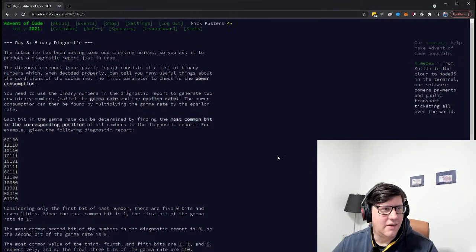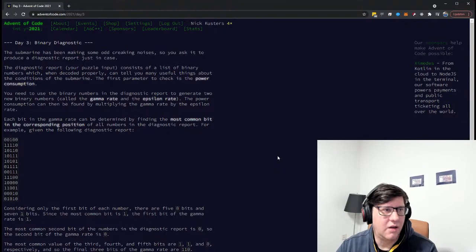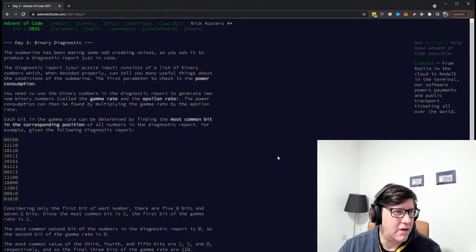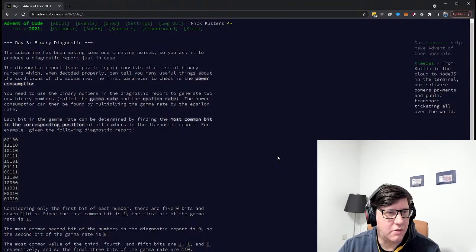So, sorry for that. Day 3, binary diagnostic. The submarine has been making some odd creaking noises, so you ask it to produce a diagnostic report just in case. The diagnostic report, your puzzle input, consists of a list of binary numbers which, when decoded properly, can tell you many useful things about the condition of the submarine.